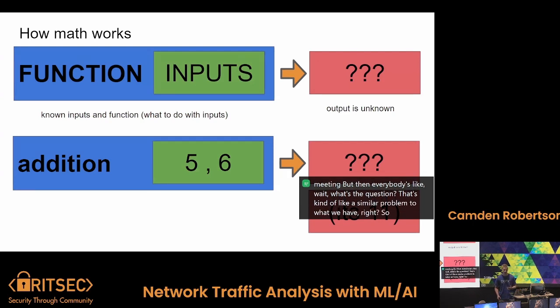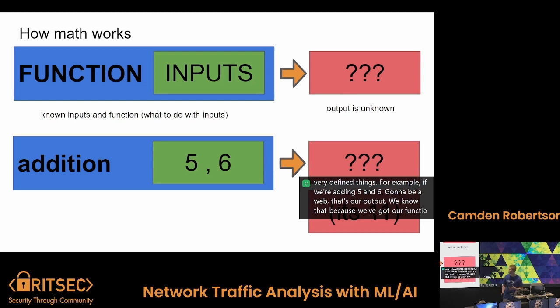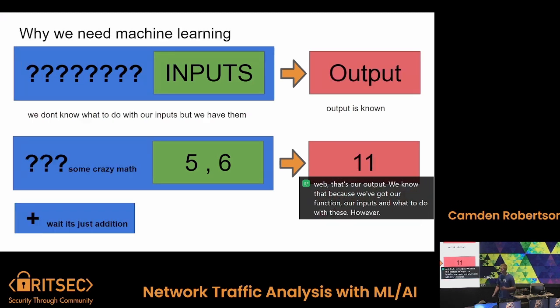So in normal math, we're taking a function, and we're putting our inputs in there to get our output. These are very defined things. For example, if we're adding 5 and 6, it's going to be 11. That's our output. And we know that because we've got our function, our inputs, and what to do with these inputs. However, we come into a sticky situation where we have the inputs and the outputs, but we don't know what the function is. What are we supposed to do with these inputs, and how do they turn into the outputs? So for example, say we only have the inputs of 5 and 6, and the output of 11.